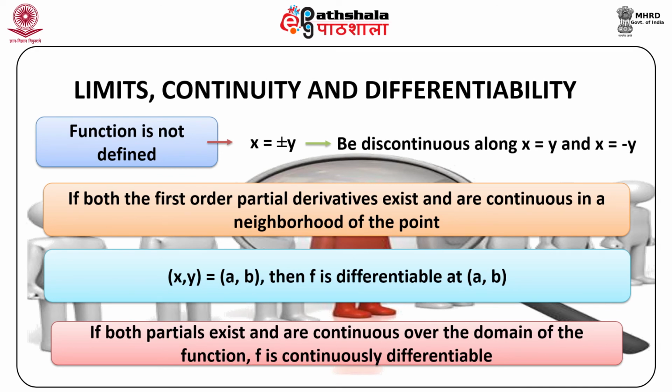Continuity is a necessary but not a sufficient condition for differentiability, just as in the case of one variable functions. If both the first order partial derivatives exist and are continuous in a neighborhood of the point (x,y) equal to (a,b), then f is differentiable at (a,b). If both partials exist and are continuous over the domain of the function, we say that f is continuously differentiable and write C¹ for the function. If all partial derivatives up to order k exist and are continuous, we write the function as Cᵏ.